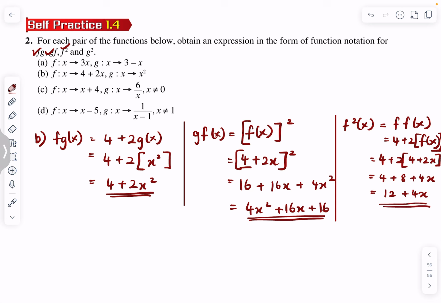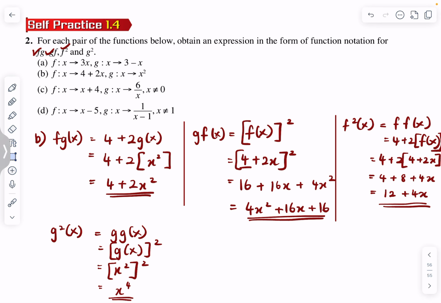And lastly, g squared. So g squared x is the same as g of g(x). So g(x) is x squared. g(y) would be y squared. So g of g(x) would be g(x) squared. And then g(x) is x squared. We sub this into the g(x). So it will be x squared, squared. So this will be x to the power of 4. Done.